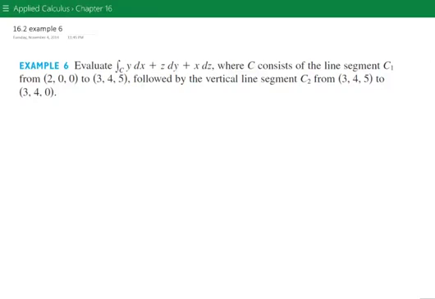So the next example, example 6, is very similar to 5, except we're going to be integrating across two line segments. So again, we're going to have to break the integral up into two parts to cover curve 1 and curve 2. Again, remember that the equation for a line segment R is given by (1 minus t) r naught plus t times r1.